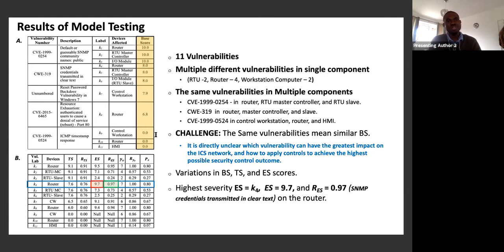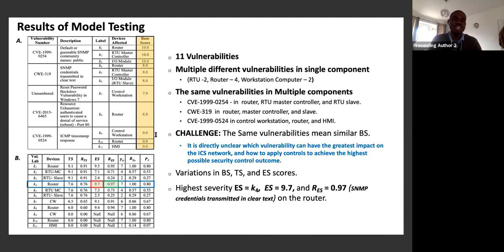The other thing we found was that there were also the same vulnerabilities in multiple components, which is typically what you find each time you apply these processes within large scale industry where you've got so many components working together. For example, the same vulnerability was in the router. It was also on the RTU, and it was also on the RTU slave, both the master and the slave controllers. We also found similar vulnerabilities there.